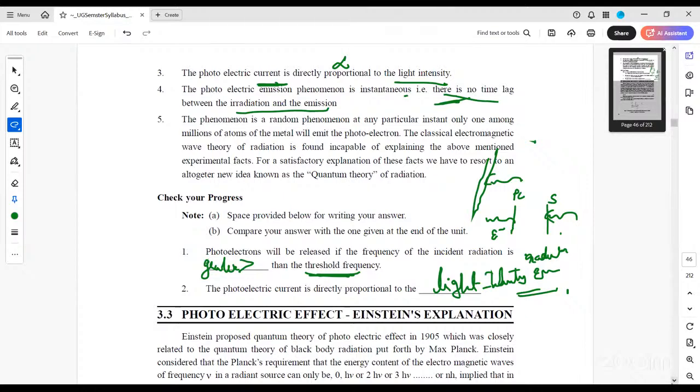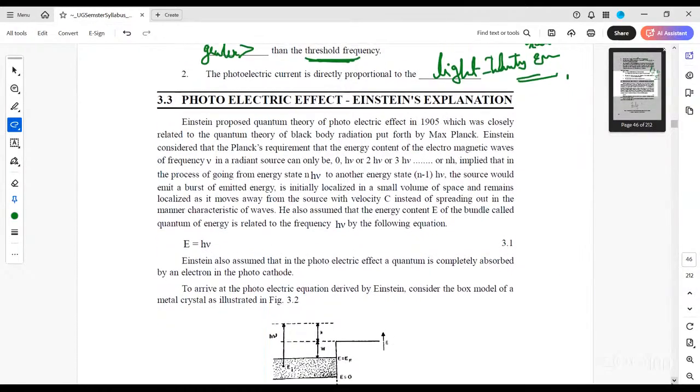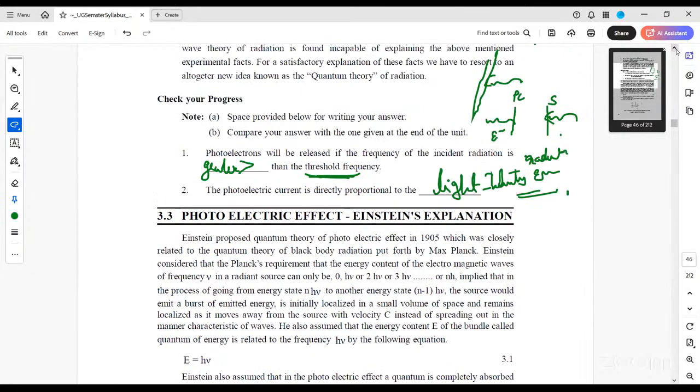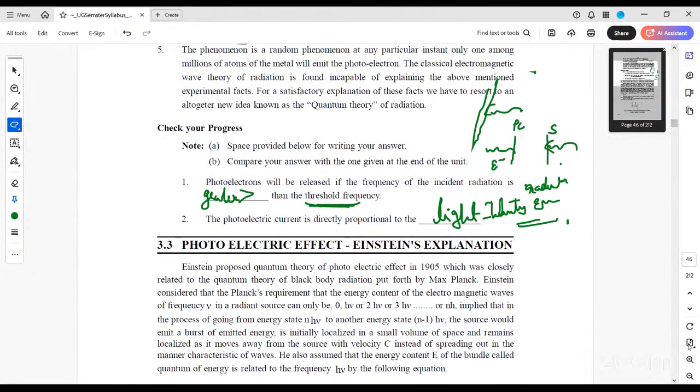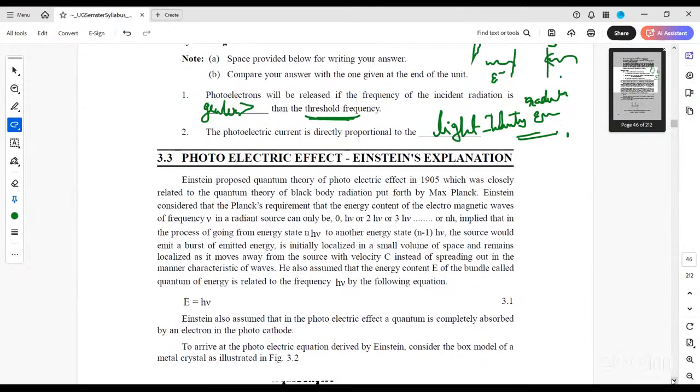Next we will see how the photoelectric effect is explained by Einstein. Just previously we saw only the definition of the photoelectric effect. Now we will see how it is explained by Einstein, using Planck's constant. This was explained in 1905, based on the quantum theory using black body radiation.